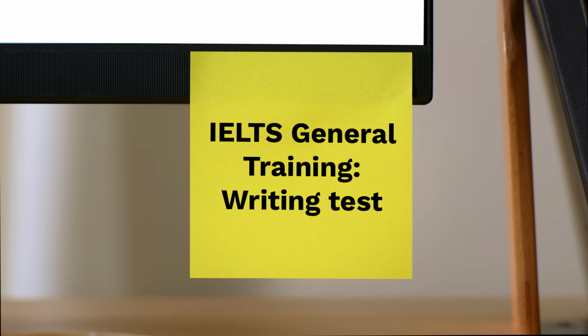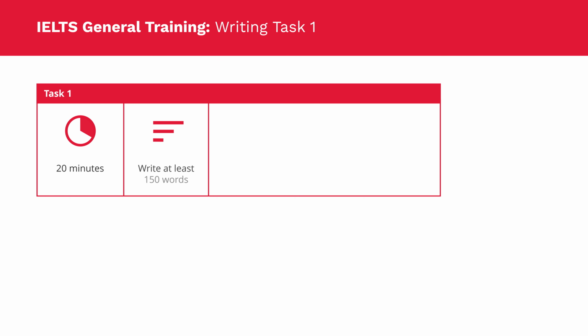Let's now look at IELTS General Training. In IELTS General Training, for Task 1, you'll be asked to write a letter. You'll be given a situation, and depending on that situation, you may need to write a personal letter, for example, a letter to a friend, or a semi-formal letter, for example, a letter to your manager, or a formal letter. That is a letter to someone you don't know personally.